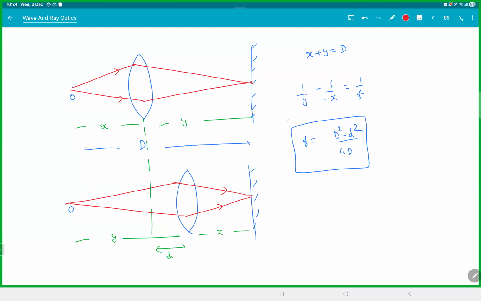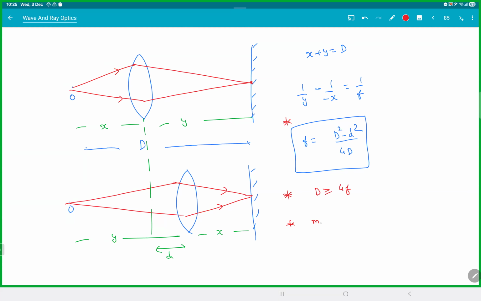It's fine if you don't remember the formula, remember the experiment. You can derive this in 1 or 2 seconds. So that is one formula. This experiment also tells you something, that capital D should always be greater than or equal to 4f, or else this experiment won't work. The minimum distance between the real object and real image is 4f.